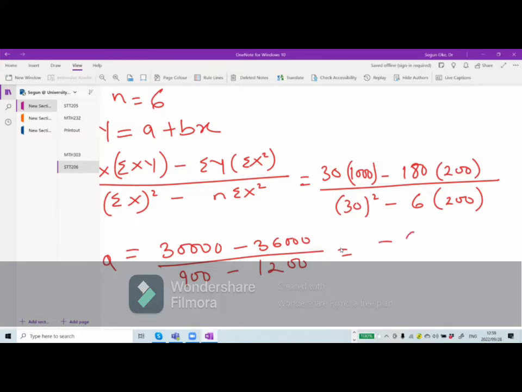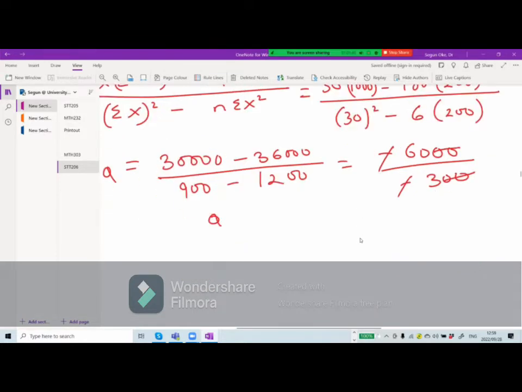Minus 6,000, I mean, divided by minus 300. 6,000 over minus 300, so negative cancels negative. We go with this, so you have 60 over 3. A is equal to 20. A is equal to what? 60 by 3 equals 20.